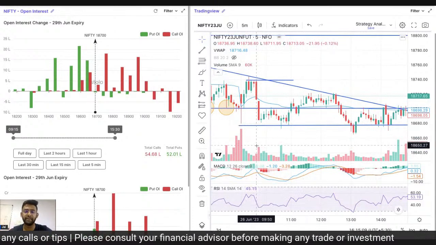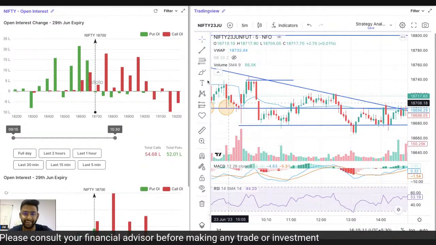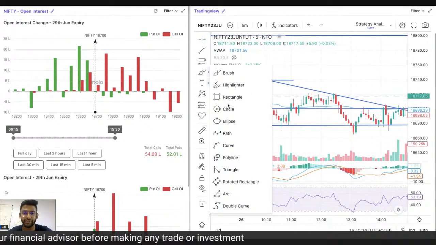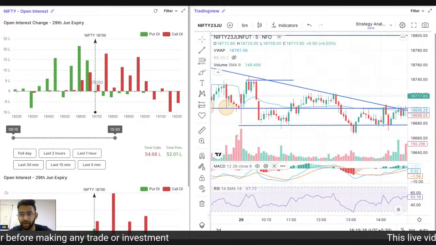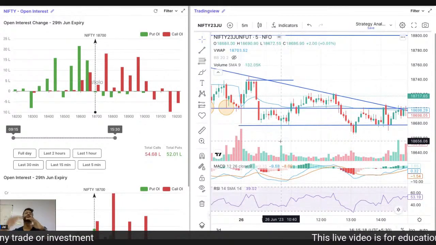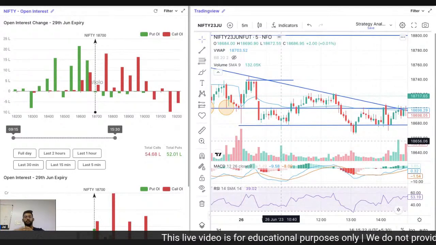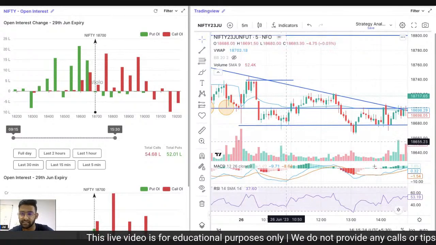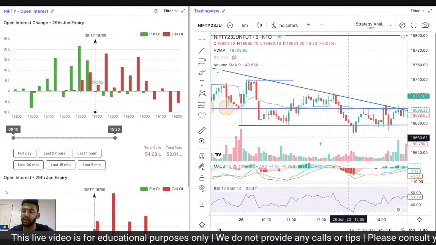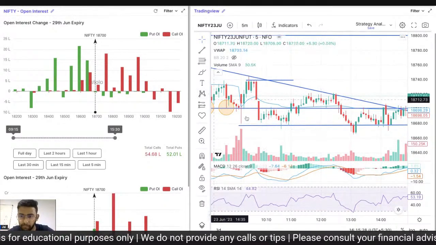So I will be drawing rectangles, adding rectangles more soon. So this is the tool for it. I would be adding rectangles here, right? So usually it's a range through which the market usually takes support from or takes resistance from, right? It's never one specific point, right? So that's one thing I want you to keep in mind of.